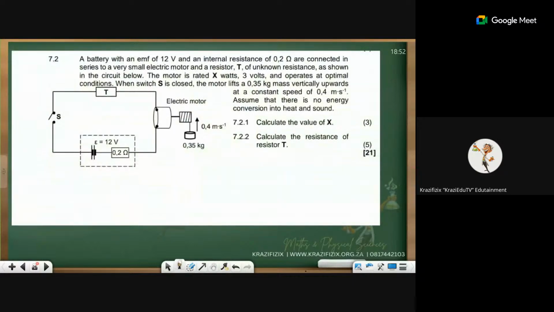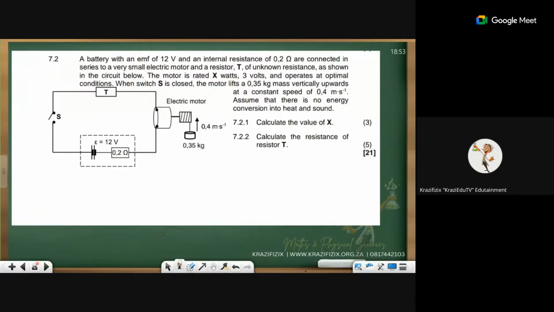Yeah, we did this, but let's walk through again quickly. Very interesting. I love this one. It's always a joker for me. This is a combination of work, energy and power, and circuits. A battery with an EMF of 12 volts and an internal resistance of 0,2.